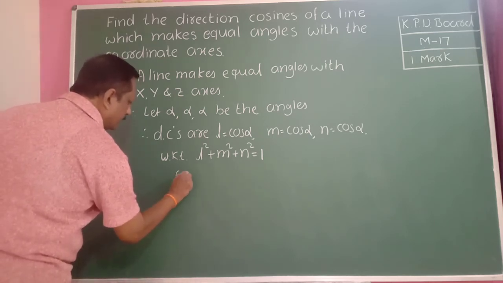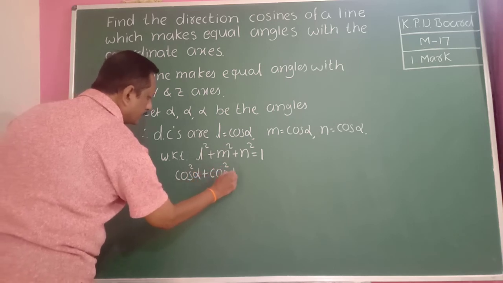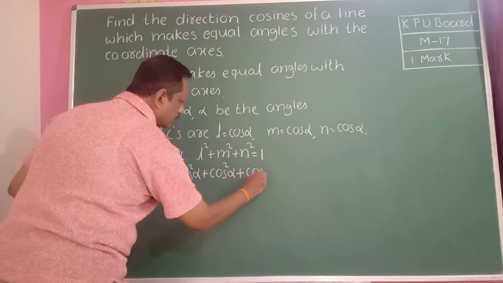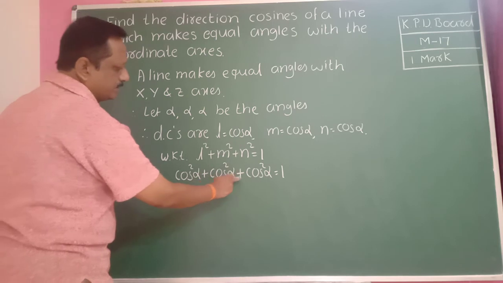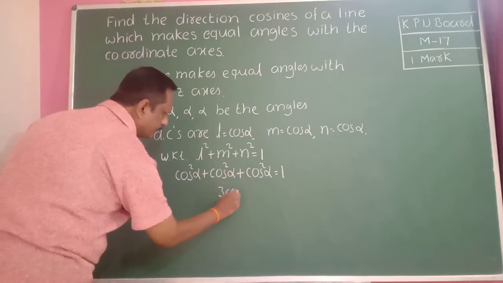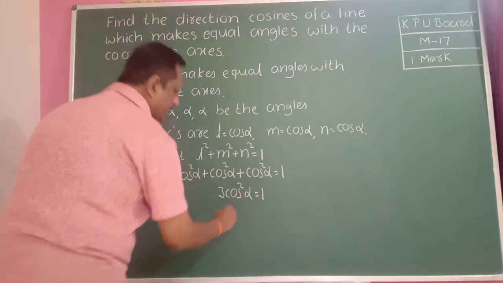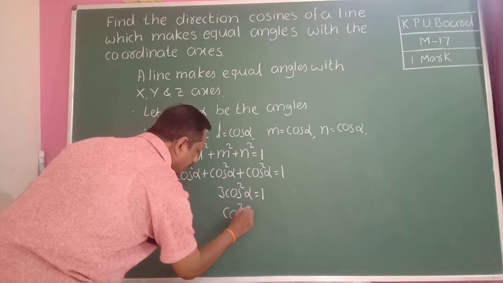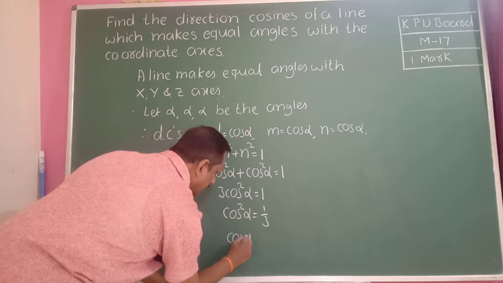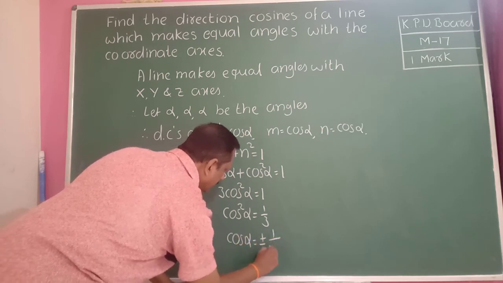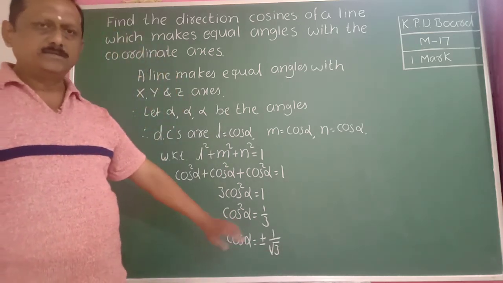Hence cos square alpha plus cos square alpha plus cos square alpha is equal to 1. So sum of these three terms gives 3 into cos square alpha is equal to 1. Take 3 to the right hand side. Cos square alpha is equal to 1 upon 3. Hence cos alpha is equal to plus or minus 1 divided by root of 3.